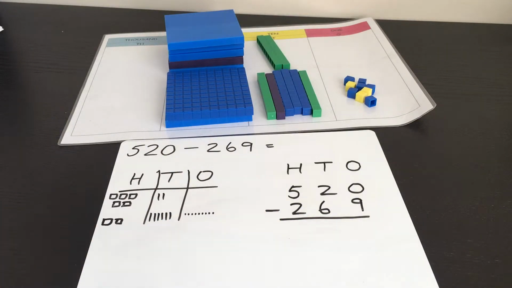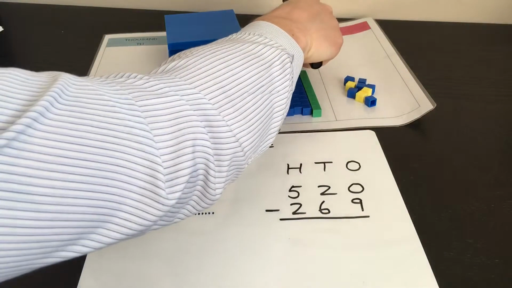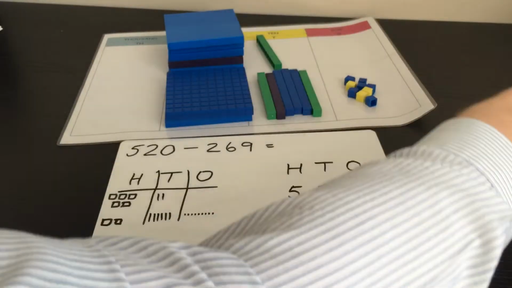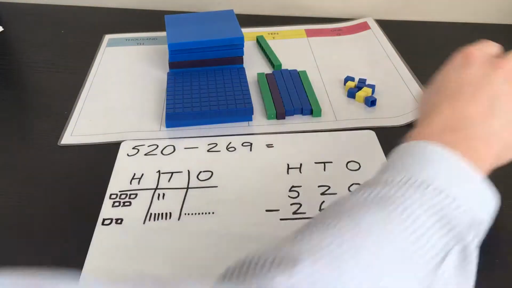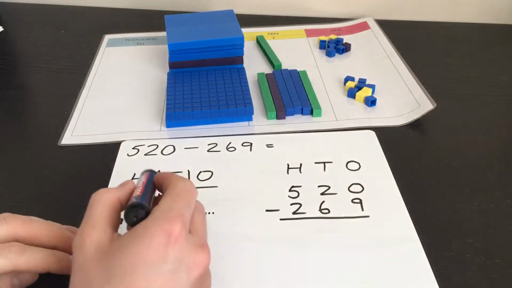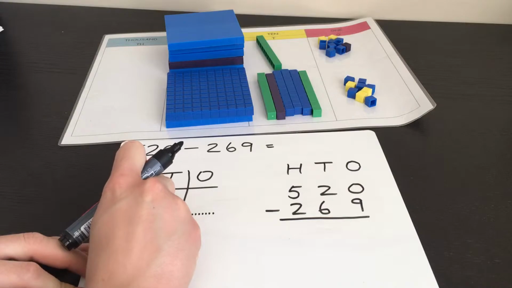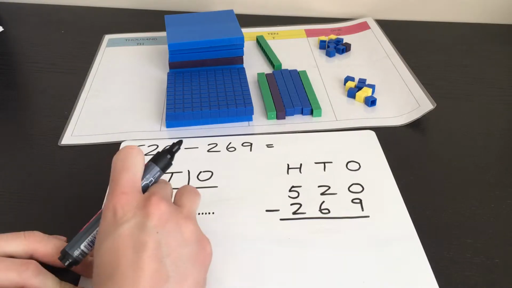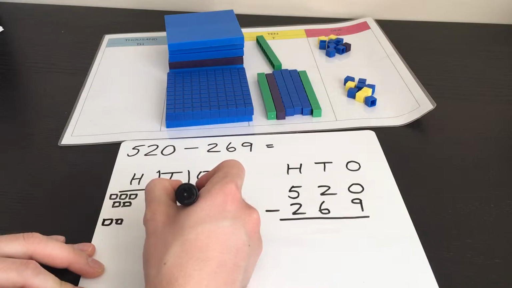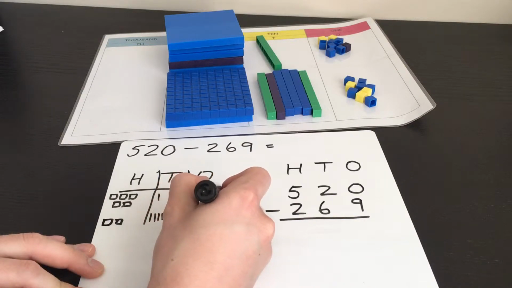So what I'm going to do is take one of these 10s, and regroup that as 10 1s. So I'm going to take a 10 from here and regroup it as 10 1s in the 1s column like so. If I look at the 10s column here, what I've in fact done is got rid of a 10, so I've got 1 left, and I've regrouped it as 10 1s in the 1s column. 1, 2, 3, 4, 5, 6, 7, 8, 9, 10.